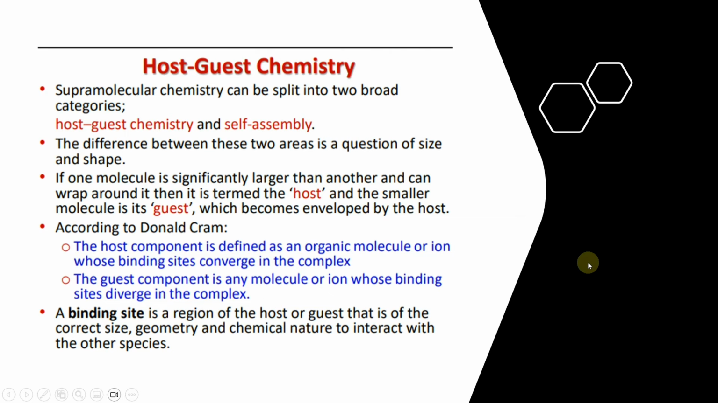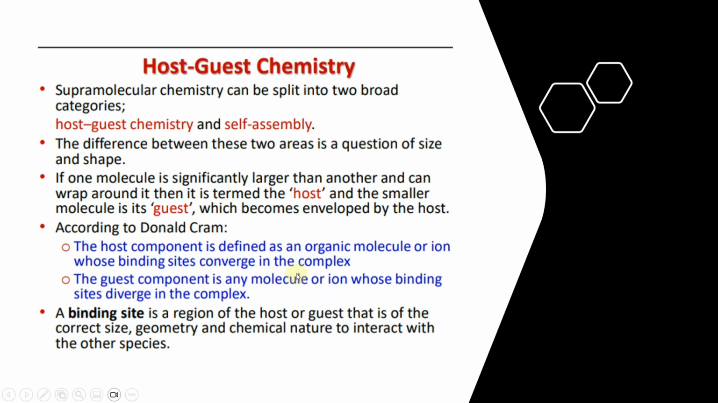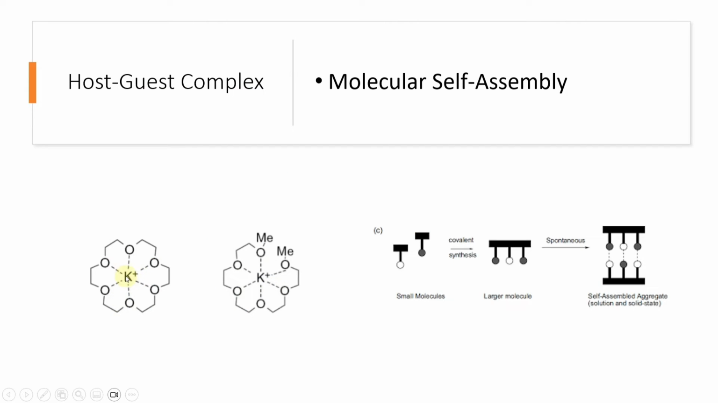So moving back, according to Donald Cram, the host component is defined as an organic molecule or ion whose binding sites converge in the complex. So the definition of the host is that it is a molecule whose binding sites converge in a complex. As you can see here, its binding sites are converging towards the potassium. So this outer molecule is the host, whereas the guest molecule is that molecule whose binding sites diverge in the complex. As you can see here, potassium is diverging towards each of the oxygens. So here the potassium is the guest.